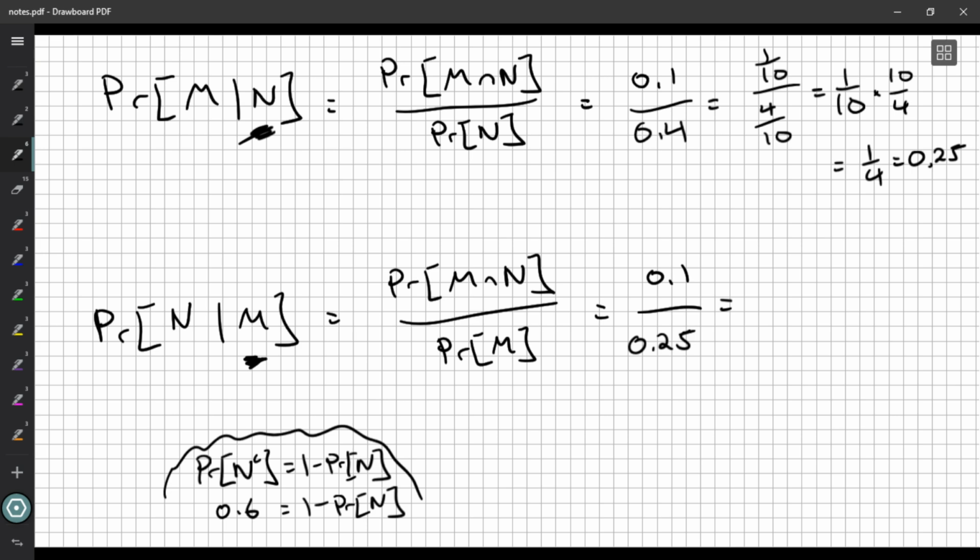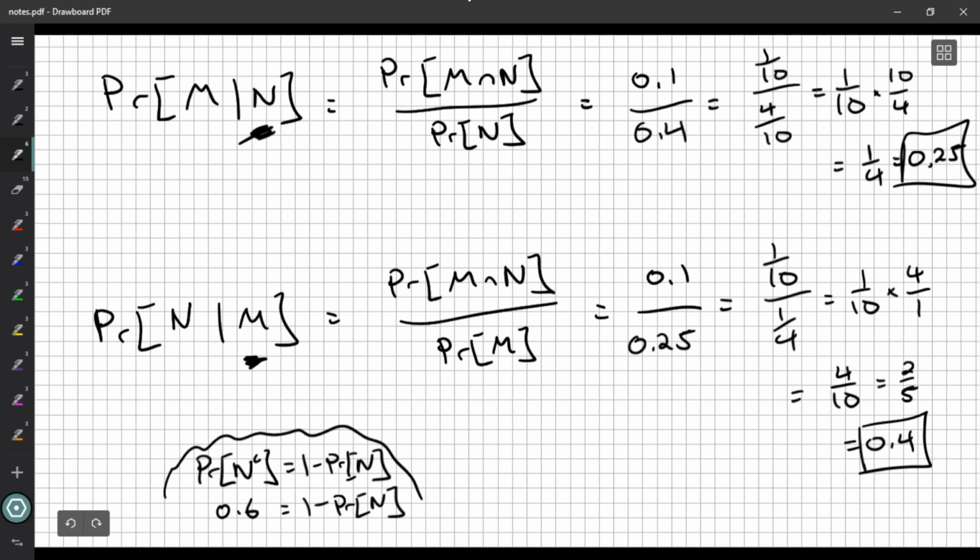And now 0.1 we could change to 1/10. 1/4 we could change to 1/4. Remember, invert and multiply. So we get 4/10 or 2/5, and this is 0.4. And there we go, our two conditional probabilities all worked out.